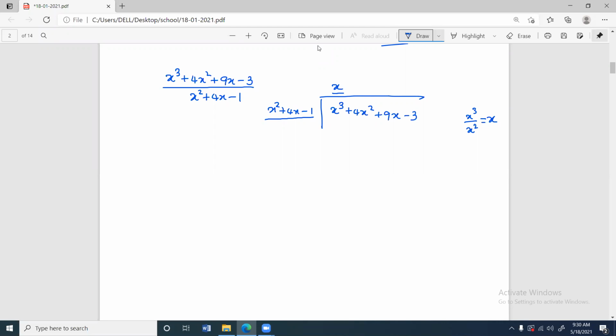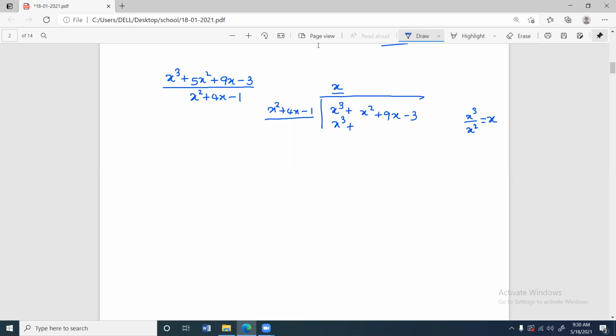x into x squared is x cubed. x into 4x is, shall I make this 5x, because otherwise you won't get a very good situation. I just make a slight change over here. I just make it as 5x. Then here also 5.